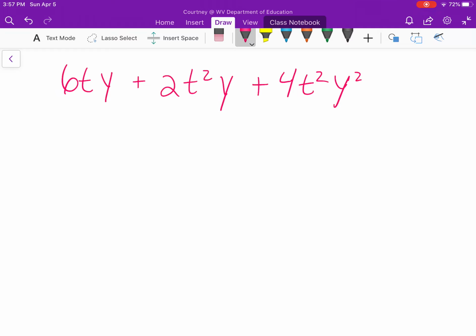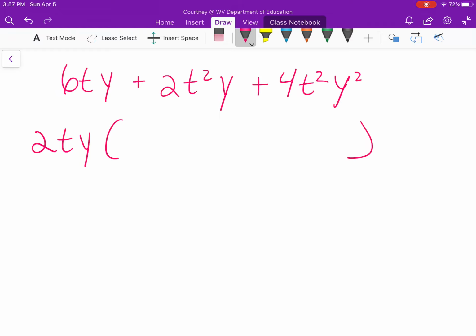So what do all of these things have in common? Well, they all have a 2. They can all be divided by 2. What else do they have? They all have a t, and they all have a y. So 2ty on the outside is what they have in common. On the inside is what they have left.